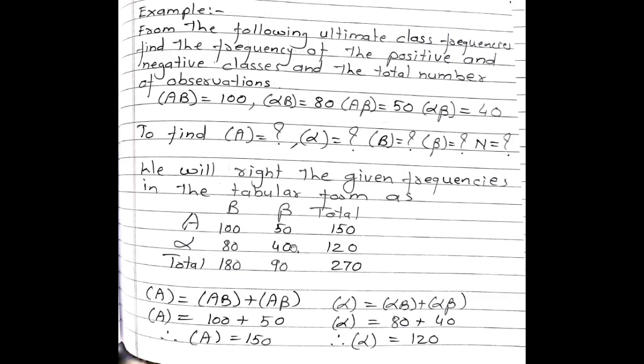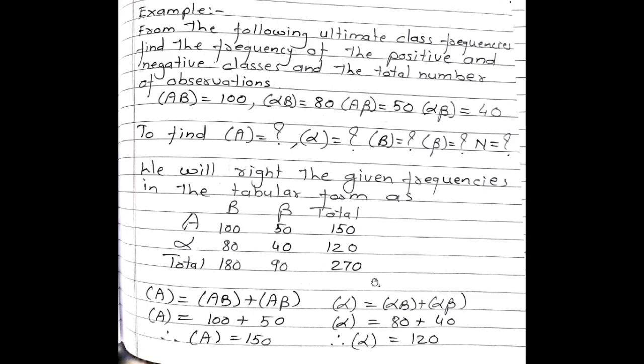Now find out frequency of A. So AB plus A beta will give us frequency of A. So 100 plus 50 is 150. Then 80 plus 40 becomes 120. And 150 plus 120 becomes 270. Same way, 100 plus 80 is 180. 50 plus 40 becomes 90. And 180 plus 90 is 270.